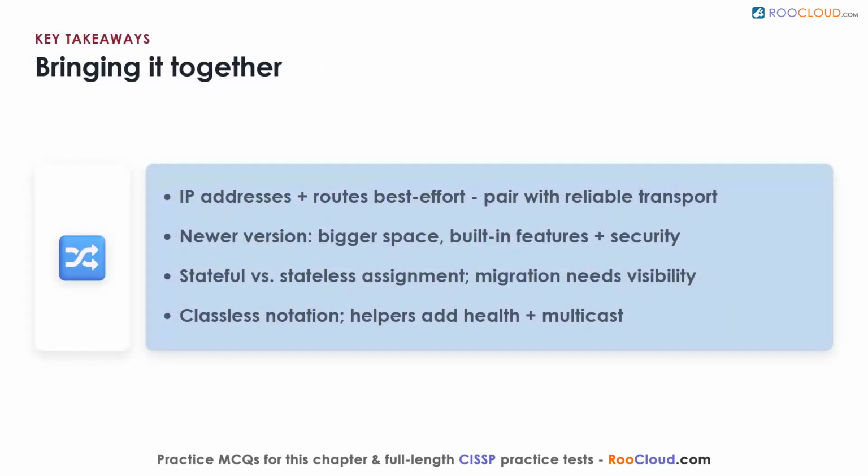So let's bring it together. The Internet Protocol addresses and routes packets on a best effort, unreliable basis, which is why you layer the Reliable Transport Protocol on top. The newer version dwarfs the older one in address space and bakes in features and security. It assigns addresses statefully or lets devices self-configure statelessly. Migration raises real concerns, especially unmonitored traffic, so extend visibility before enabling it. Classic classes gave way to flexible, classless notation, and the two helper protocols add health testing and multicast group delivery. Master addressing, and you control both where traffic goes and who can watch it.